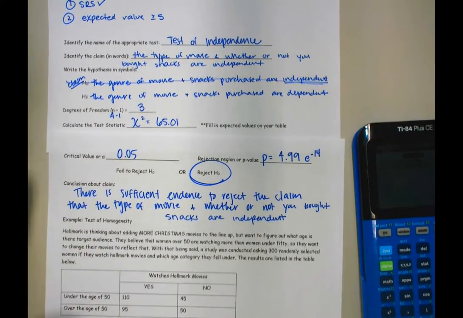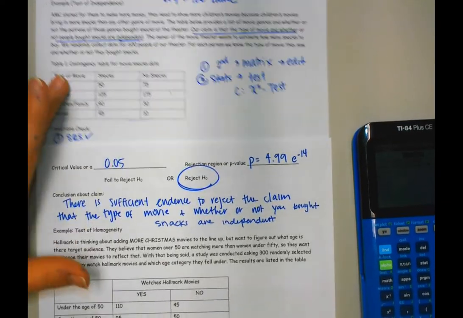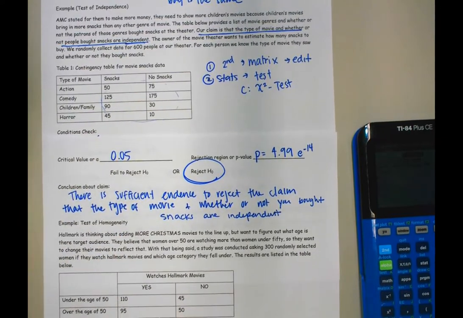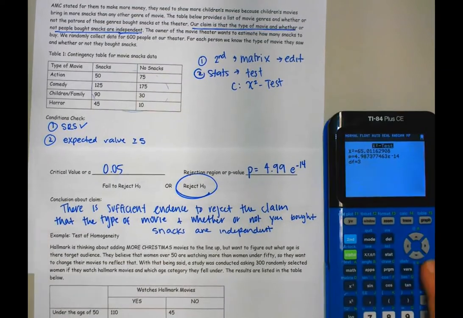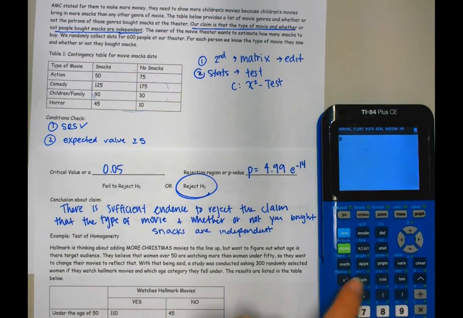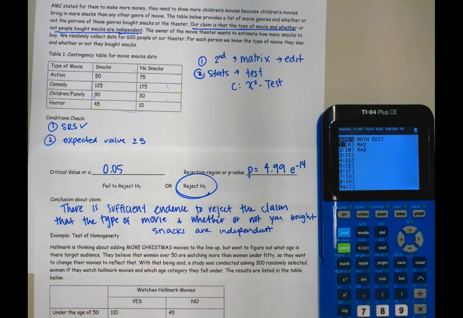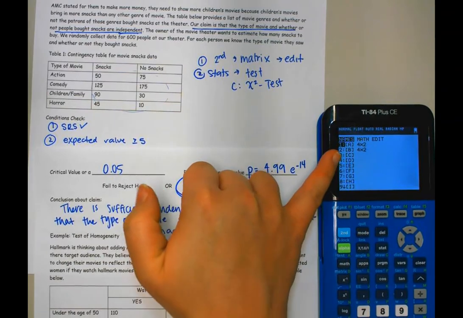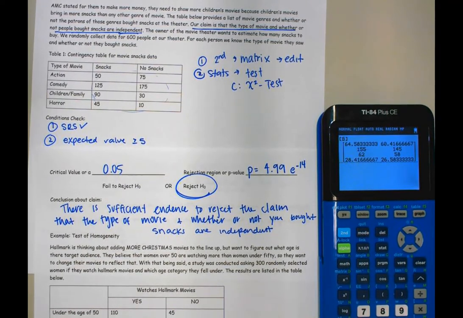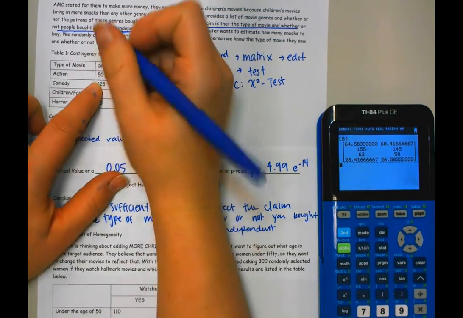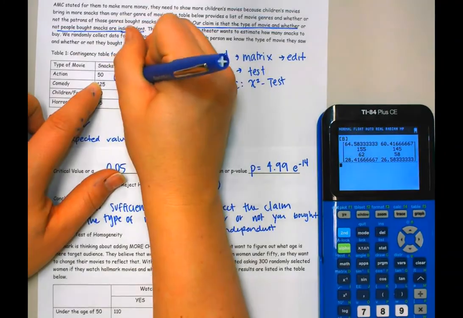Okay, so now the last thing I wanted to show you is how you can go back and see those expected values. We don't really need them except to check our conditions, but it's good to know where they are. So if we go back to our matrix, second matrix, remember I told you that when you ran the test, it put all the expected values into matrix B. So if we actually select matrix B and hit enter, all of those expected values are going to show up for us.